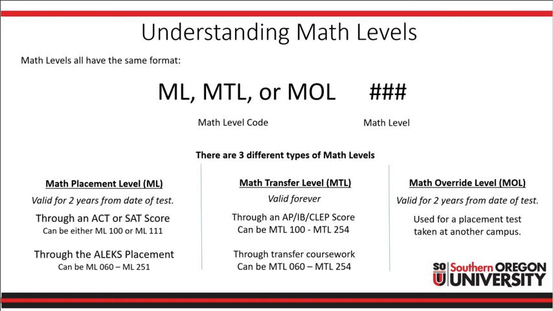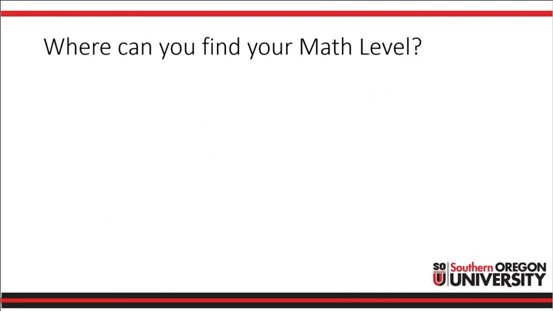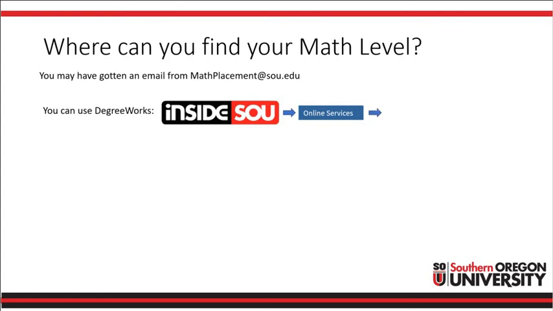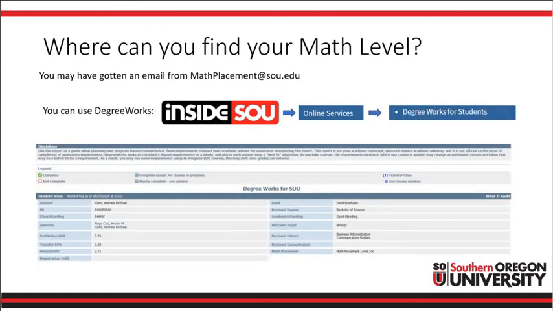You might wonder, where can you find your math level? Well, you probably got an email from math placement about your math level, or if you haven't yet, or you're not sure if it's accurate, you can always use DegreeWorks. DegreeWorks is our online degree audit system. You can access it by visiting your Inside SOU account, visiting Online Services, which is on the right side, and inside of this box you will see a link for DegreeWorks for Students. When you click it, you'll see a box that looks like this.